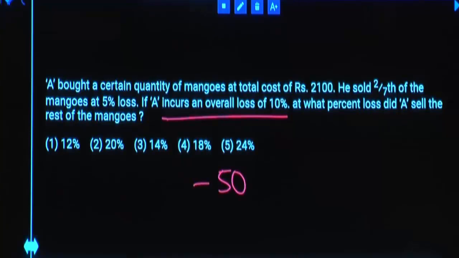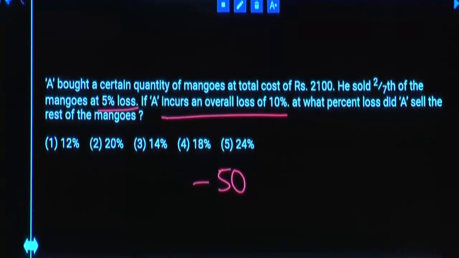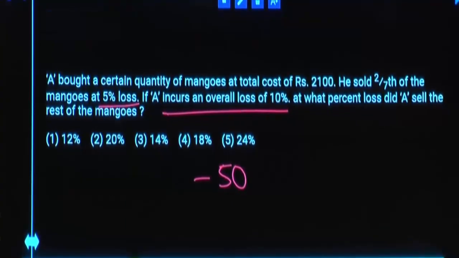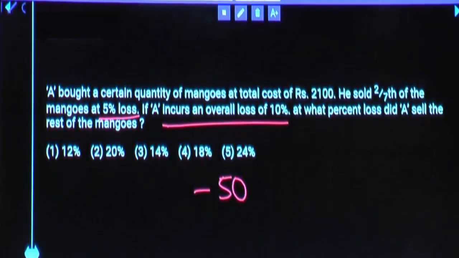Yes or no? And on first 2 parts, how much loss is made? But how much we are supposed to get? 10%. But we got only 5%. Still how much we need? 5%. Yes or no? On each part we need 5%. Like that, how many parts were already sold? 2 parts. In the sense, on 1 part if you need 5% loss, on 2 parts you need 10%.